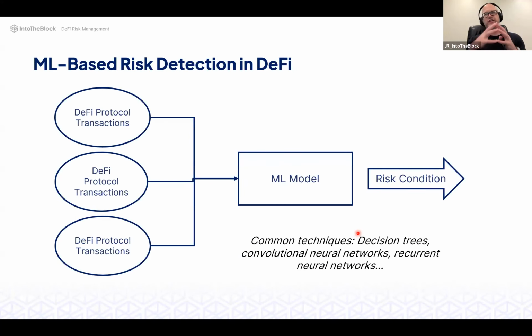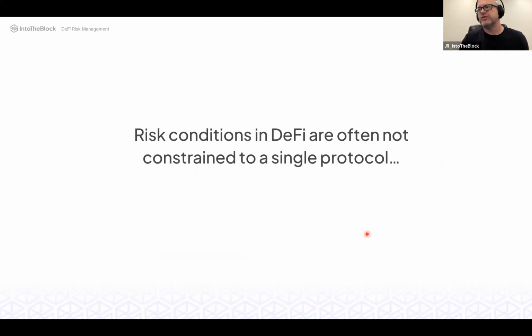In machine learning, you can take, let's say, a classification model that is going to tell you this transaction is risky or not, and then put in a bunch of blockchain transactions and run that classification model, and you're going to get an output. There are a lot of techniques there: decision trees, convolutional and recurrent neural networks also work. Again, these are not predictive things. You don't need to predict a risk condition. Things like classification tend to work a little bit better in these scenarios.